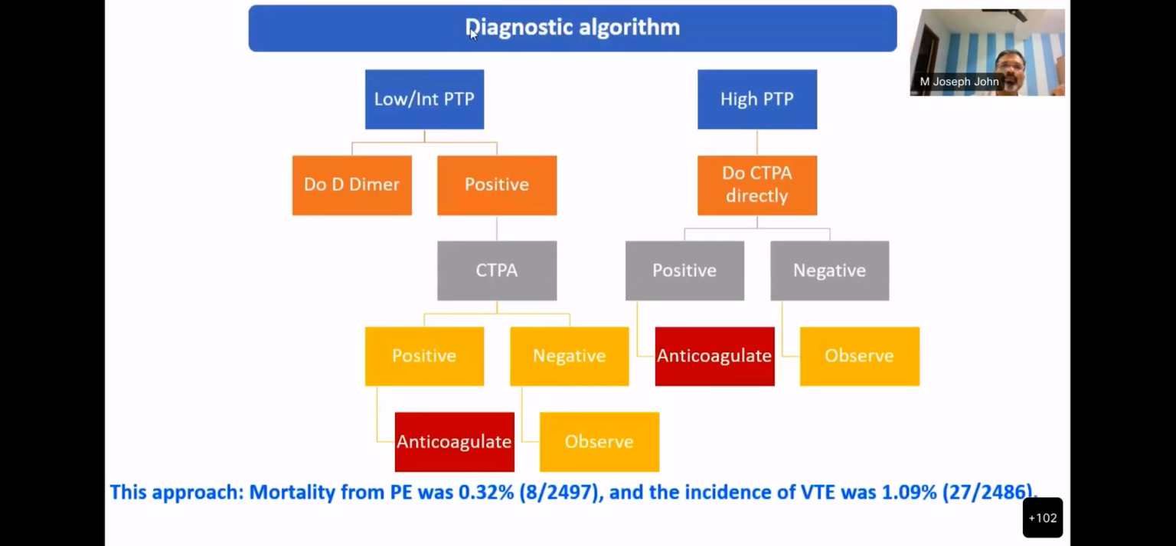That is where the low or intermediate pretest probability comes in. If the D-dimer is positive, do a CTPA. But directly, if it is positive, anticoagulate; if it is negative, observe. So those are the levels at which we're looking at D-dimer, CTPA, anticoagulation.